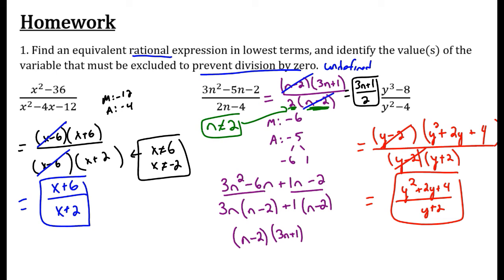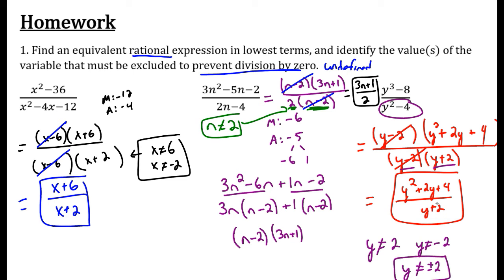Now, when is this expression undefined? When is the denominator equal to 0? Well, let's look at the factors of y - 2 and y + 2. If we use the zero product property, we have to throw out positive 2, and we have to throw out negative 2. So we might say y cannot equal plus or minus 2, to just simplify that.